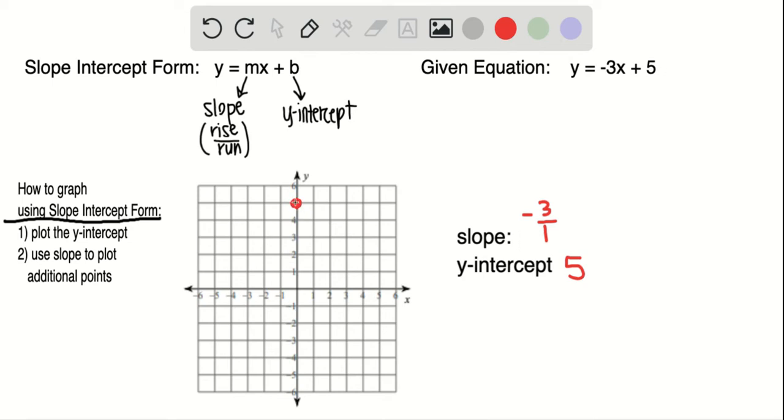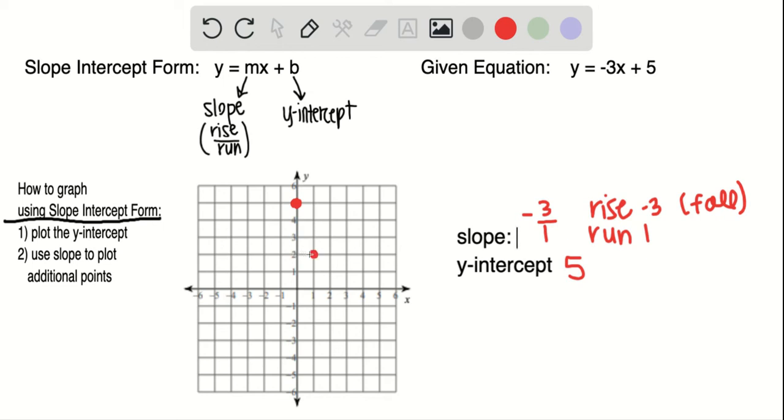So from my current point at my y-intercept, I'm going to use the slope of negative 3 over 1, which means I'm going to rise negative 3 and run 1. Now, rising negative 3 technically means to fall because it's negative. So I'm going to go down 3. So count with me 1, 2, 3, and then run to the right 1. So my next point will be here.